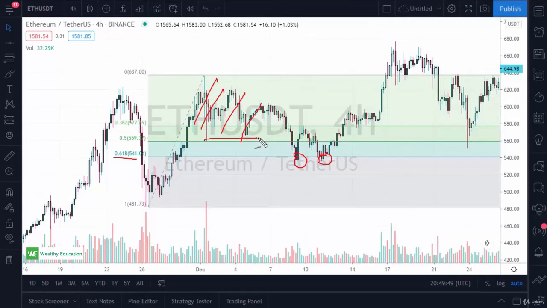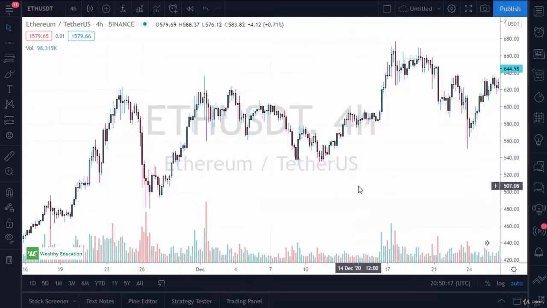Assuming that you did let it hit your stop loss. Again, lower highs, that's a sign of weakness anyways. Listen to what the market's telling you. That's the most important thing that I can tell you.